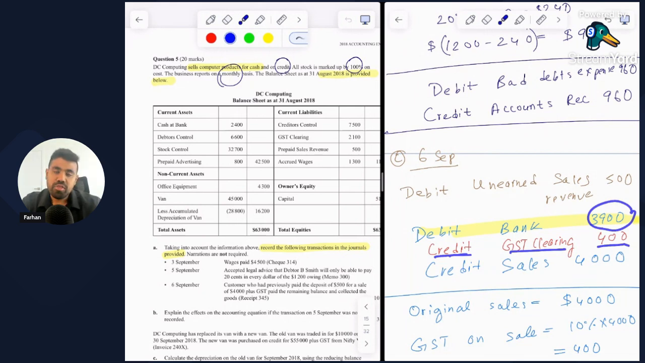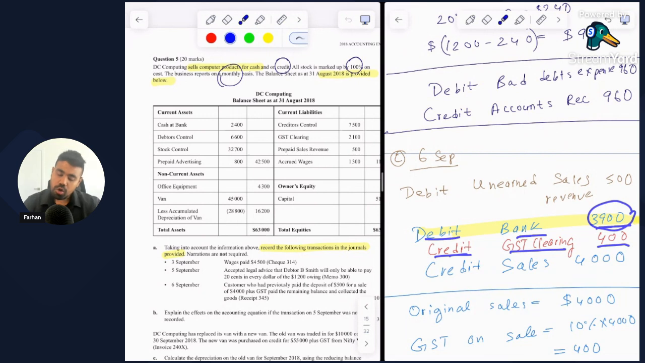In the past, in the month of August, this customer already gave us $500, so which means $3,900 is what we will collect on the 6th of September. So that is the amount that is going here. And when we're collecting this cash, it essentially increases our bank balance. And when bank balance goes up, we debit it because bank balance is an asset. So we are debiting bank by $3,900.